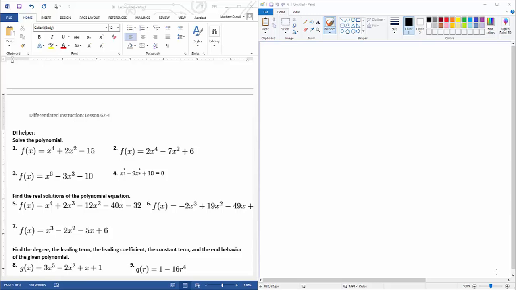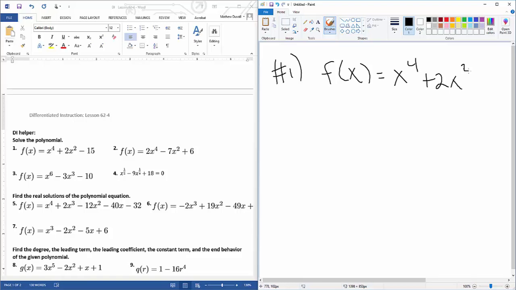All right, let's go through the DI. This is going to be lesson 62-4. So number 1 says solve the polynomial. So this is f of x equals x to the 4th plus 2x squared minus 15.